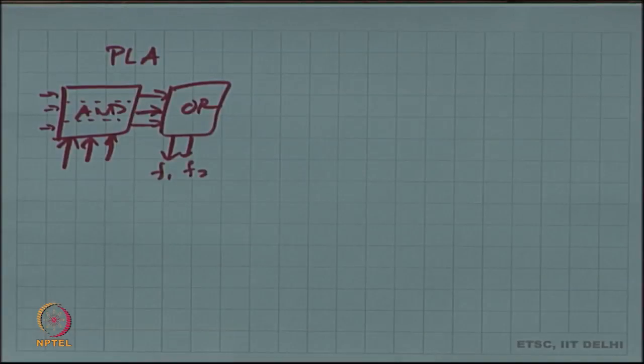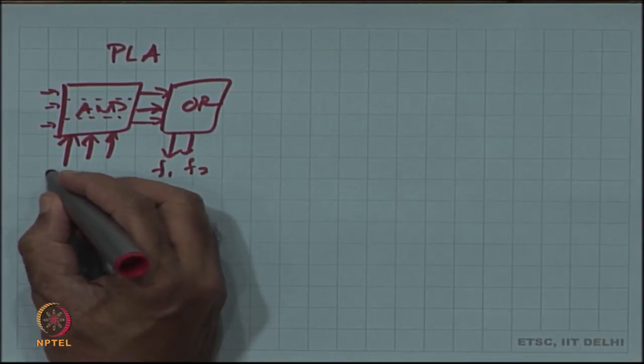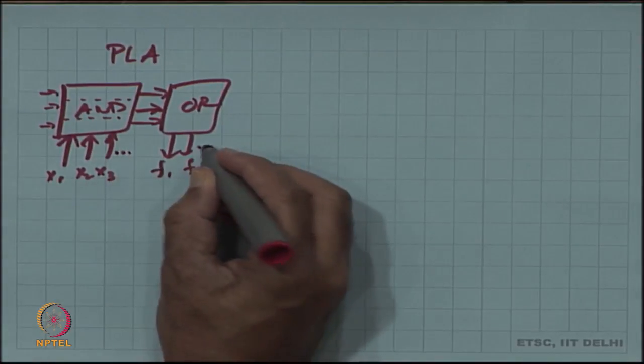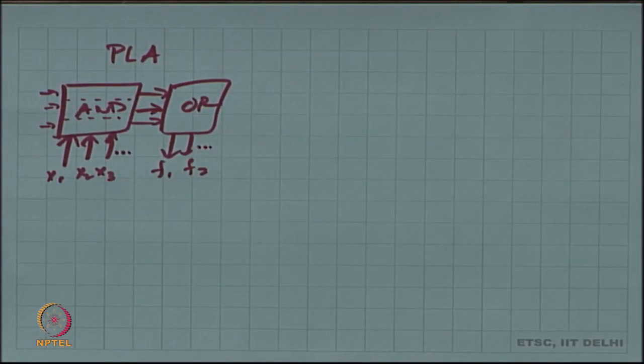We have a bunch of functions f1, f2, and these are my inputs x1, x2, x3 and so on. There is a bunch of inputs and these are the bunch of functions. So, let us assume that we are realizing one PLA, whatever the number of functions, we still have one PLA structure.